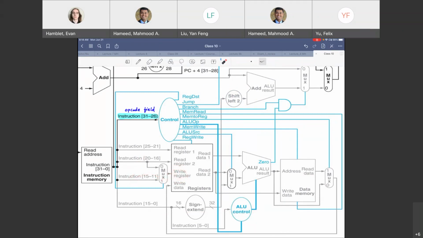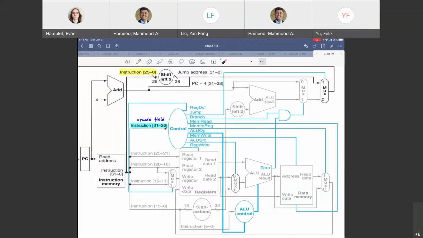5 bits. Okay, so that's your register destination. We talked about jump. What about branch? Branch is going to be a control for branch or don't branch, right? So that's going to support your BEQ or BNE instruction. Where is that going? Branch control is actually going into an AND gate. The other input of the AND gate is the 0 result.